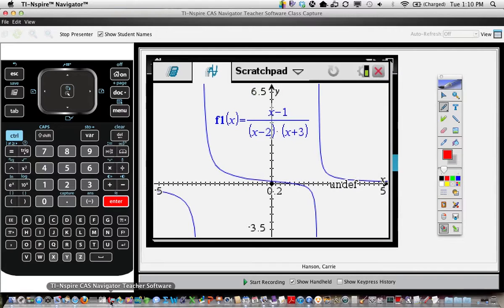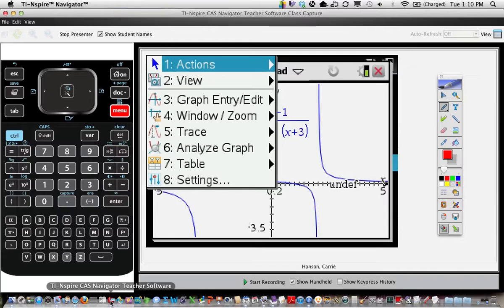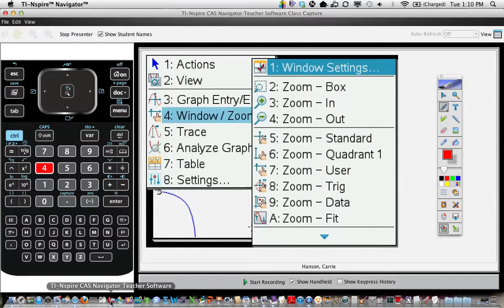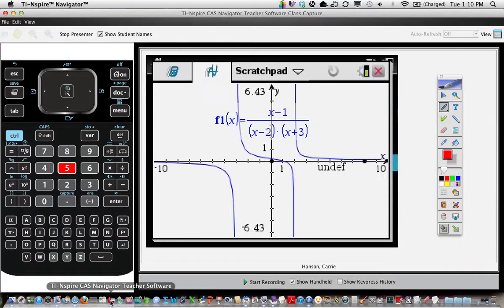Perfect. Okay, why don't you go to your window and just do a zoom standard. That way everybody's kind of looking at the same thing. So window, one of the things I want you to be able to do is set a window. Go ahead and go into an equation, draw a graph, set a window. Okay, now, what's that undefined? Does everybody have that on there? I don't know if that's left over from something else.